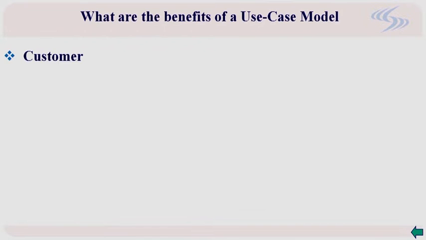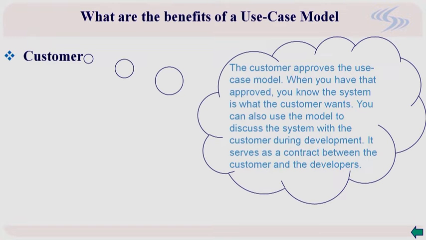What are the benefits of a use case model? Actually, a use case model is useful for both the customer and the software organization. The customer approves the use case model. When you have that approved, you know the system is what the customer wants. And then you can also use the model to discuss the system with the customer during the development. And it serves as a contract between the customer and the developers.